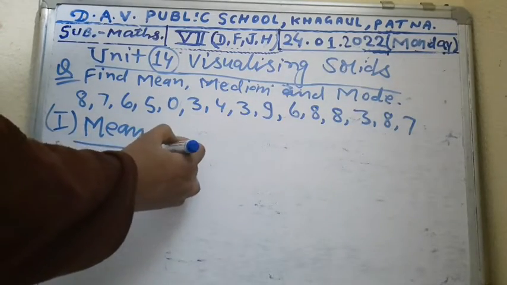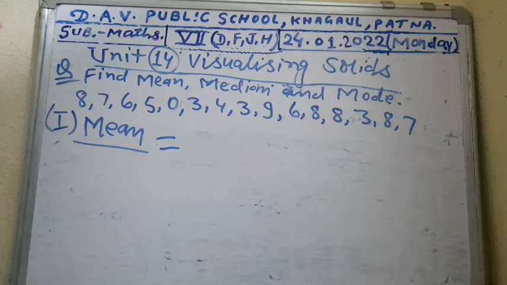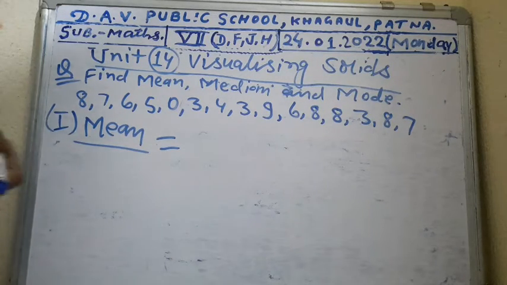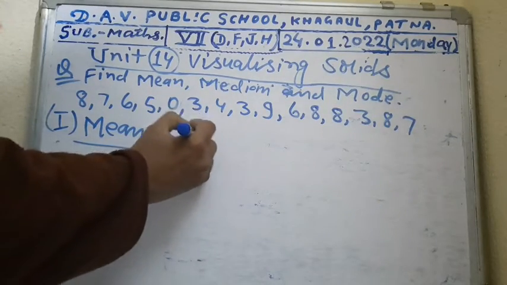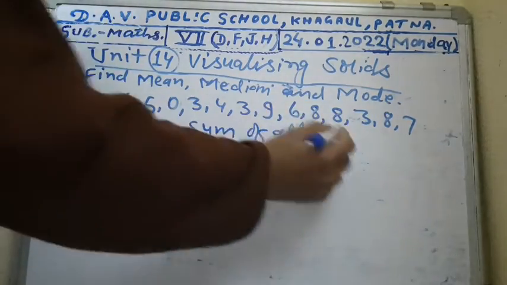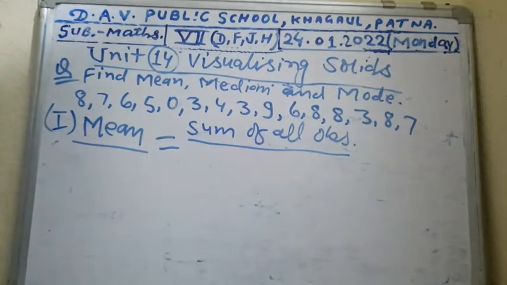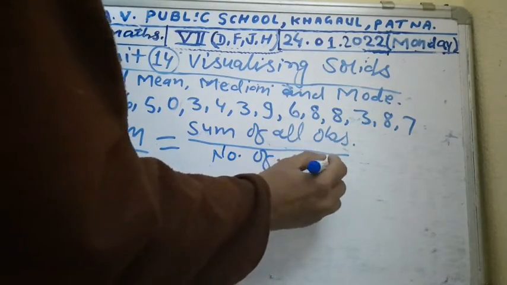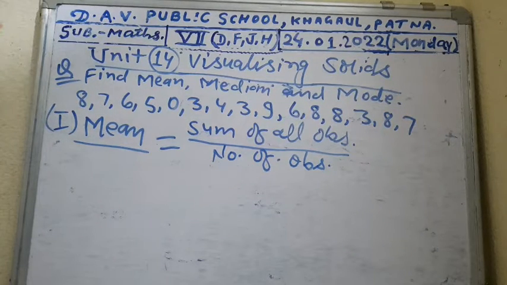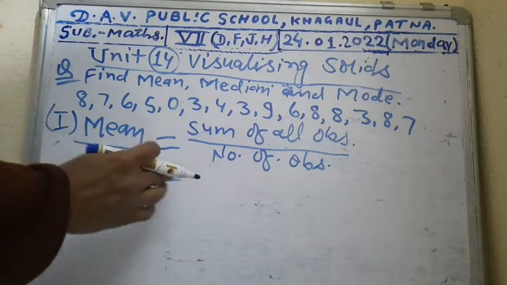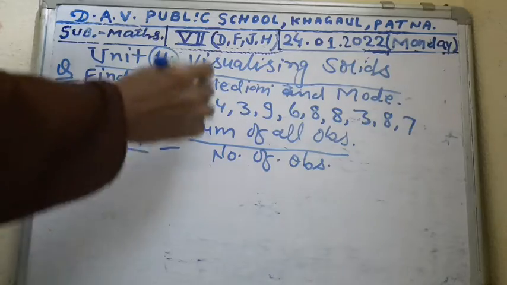Mean. To find the mean, first of all, we have to sum of all observation divided by number of observation. This is the formula to find the mean. Mean equal to sum of all observation, OBS is the short form of observation, divided by number of observation. Sum, we put the plus sign between all given observation.